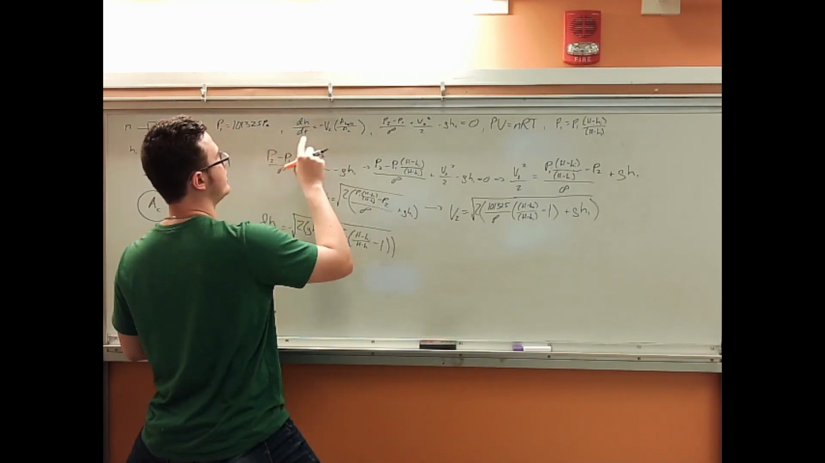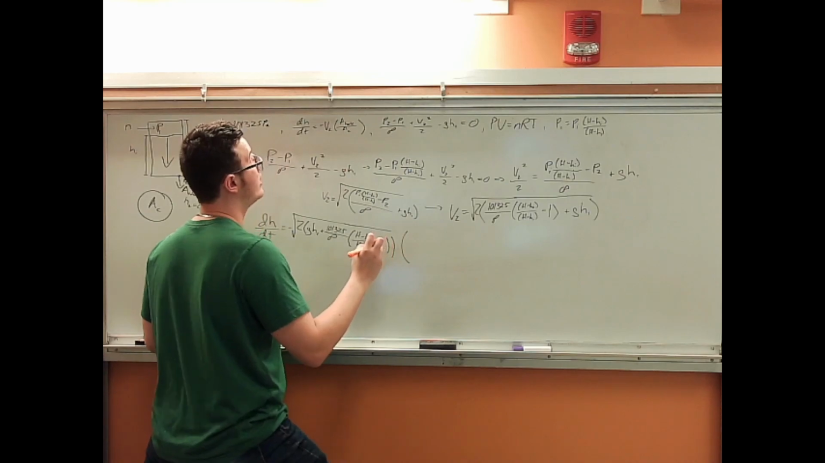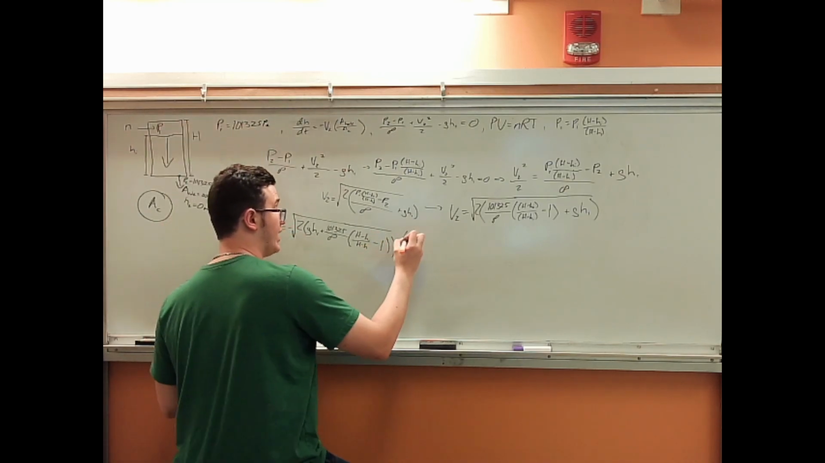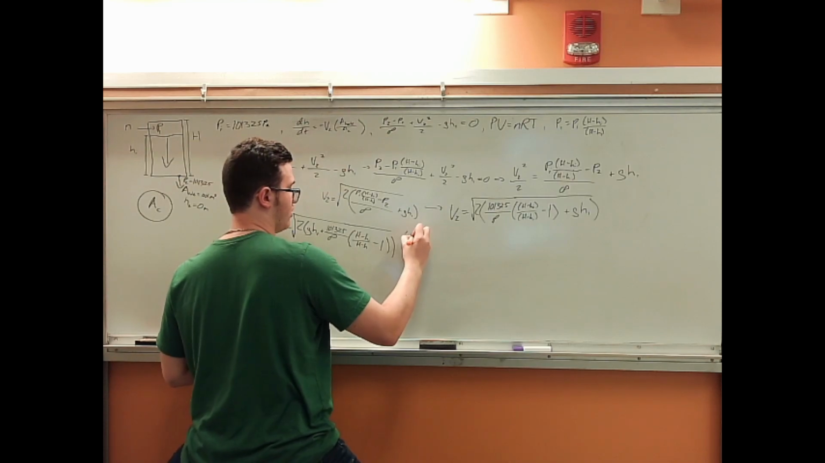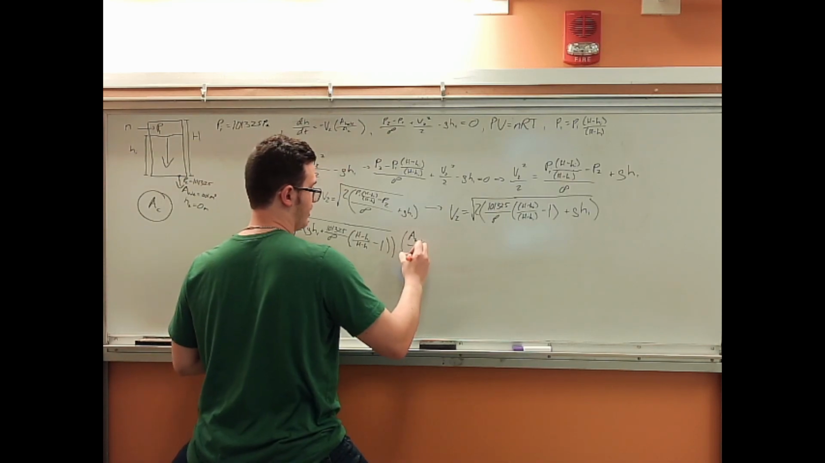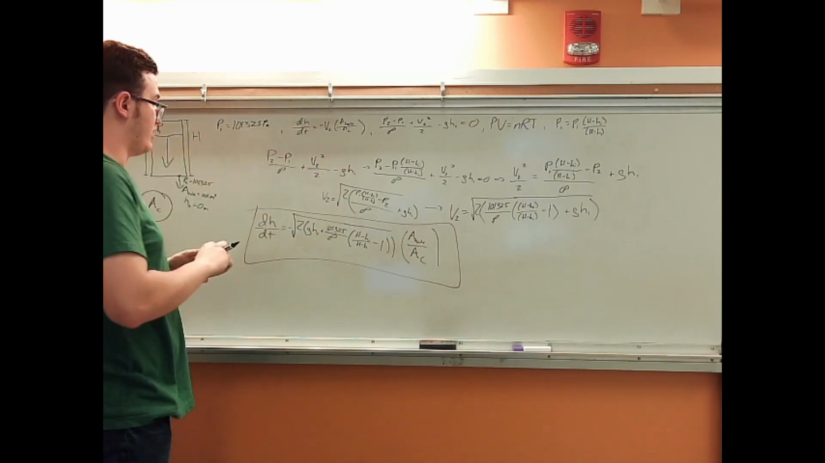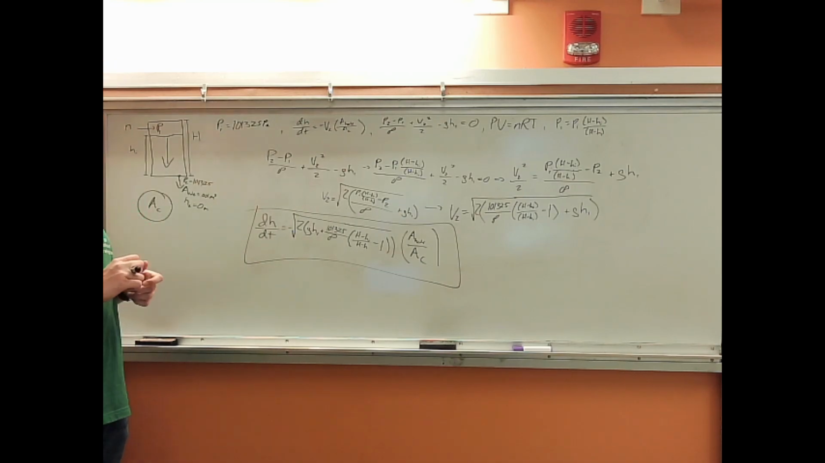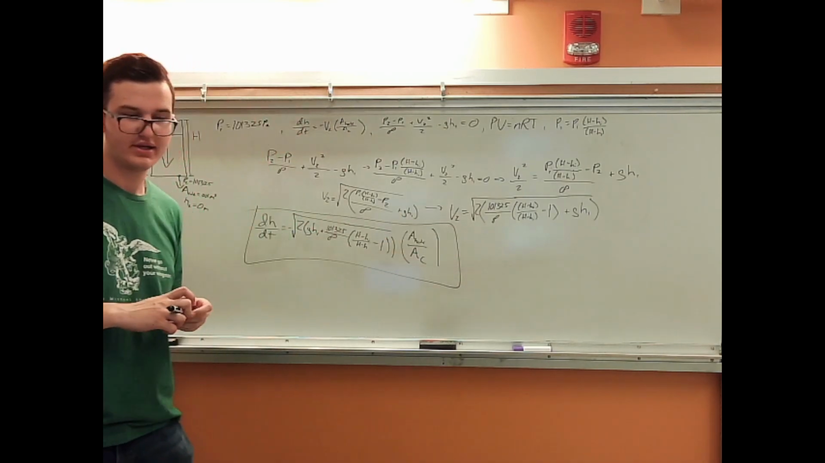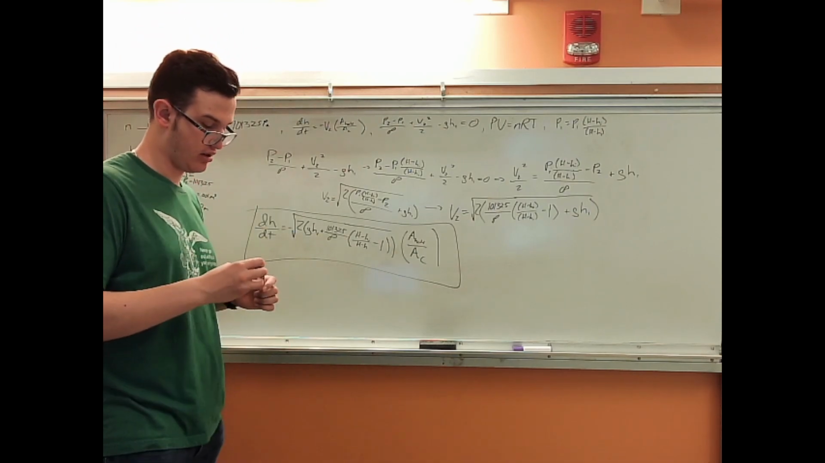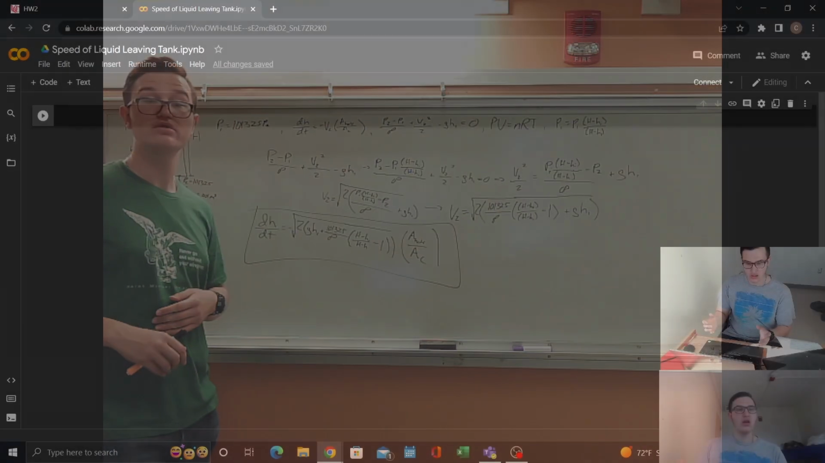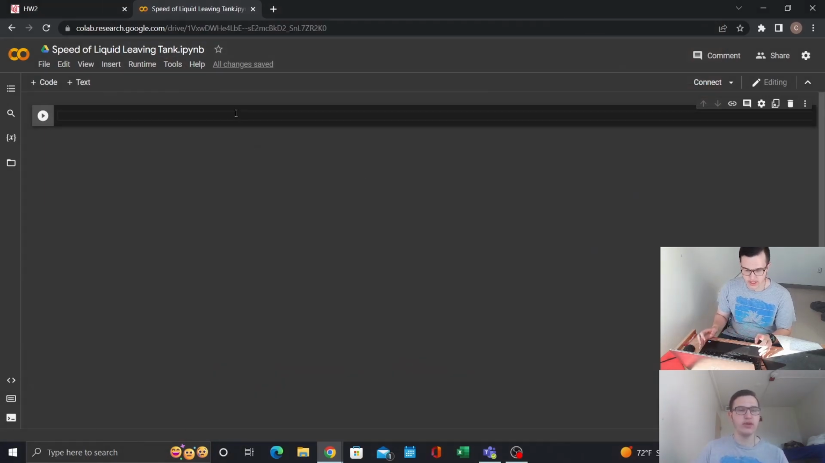And then here multiplied by the area, the difference, the area of the hole divided by the cross-sectional area of the tank. And this is what we are going to plug into our coding, which we will get to right now. All right, so now that we've got our Colaboratory script open, I have notes over to the side here of the equations that we're going to be using. They worked out earlier. Let's begin.